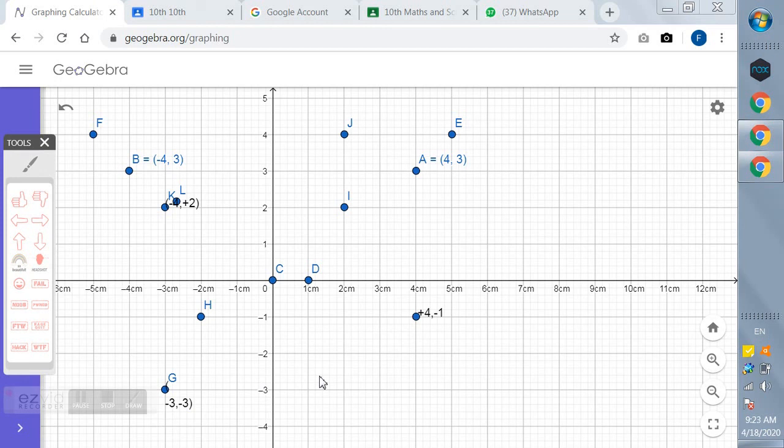So that was the summary of the 2D axis, two-dimensional coordinate geometry, and how to read points which are plotted on the x and y axes, and how to plot points on the x and y axes.